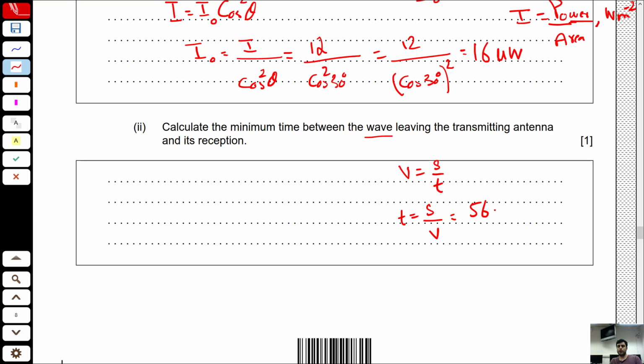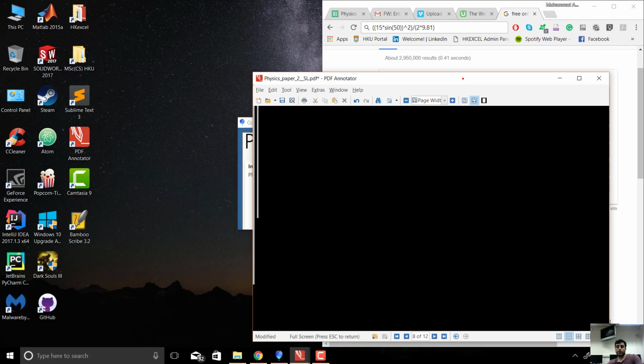Convert kilometers into meters by multiplying by 1000. The speed is already in meters per second, which is the speed of light, 3 times 10 to the power 8 meters per second. I need to write the unit here. Let's just use a calculator again.